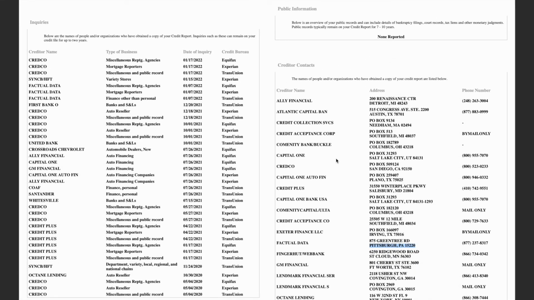Went over a few accounts with you, so you should be able to dispute personal information, look through your accounts and find inaccuracies on your credit report. Look at your inquiries, your public information, and the creditor contacts, so you'll know exactly where to send your letters. And if you need any help with these credit letters, just look in the link below in the description. You'll find our top five free dispute letters that you can use, so you can get that credit score that you're looking for.